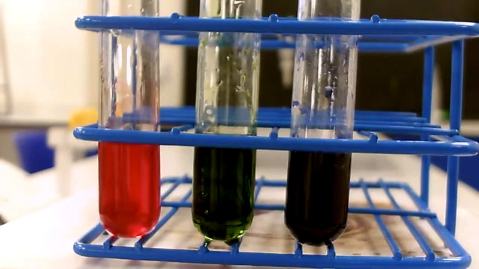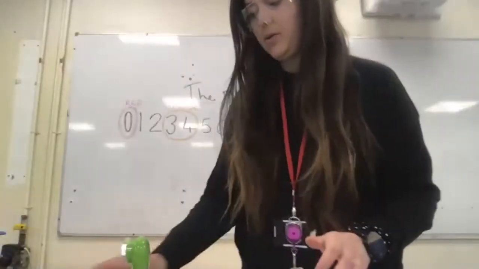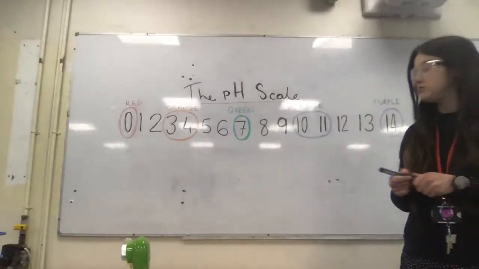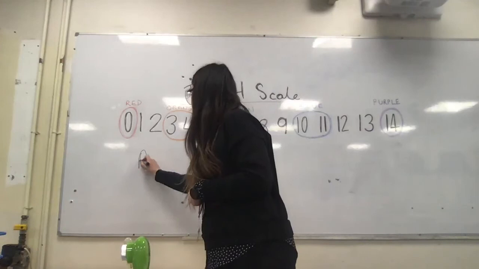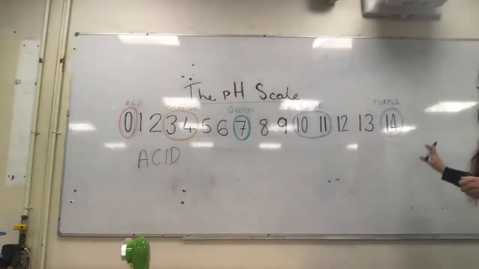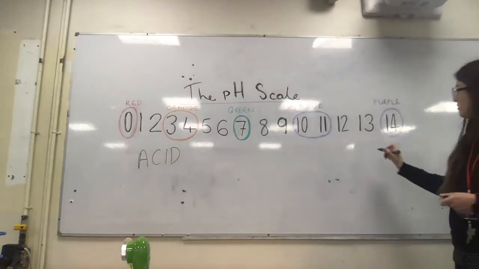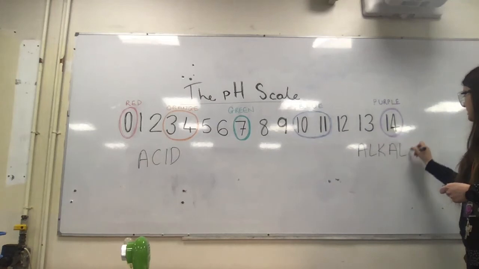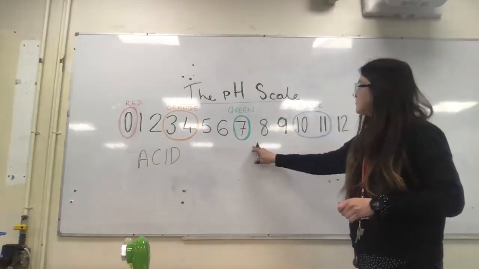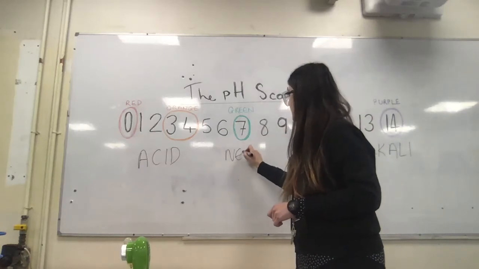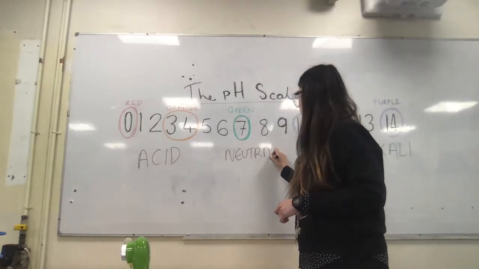So let's add this to our pH scale on the board. We can see that our hydrochloric acid turned red, so we have acid, and our sodium hydroxide turned purple. That's an alkali, so that means that purple is showing us that something is alkali. And finally, in the middle, our green colour, this is neutral. So this is where we find water.